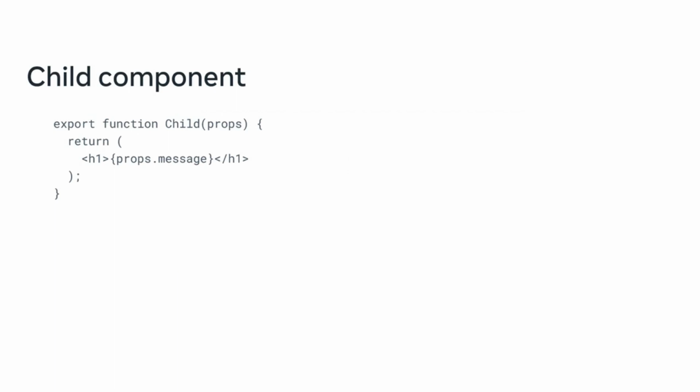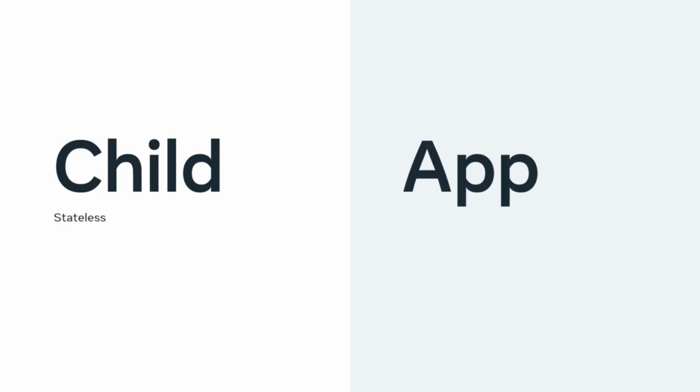In the child component, there is an h1 element. The content of this element will be the message prop that is passed into the component. Note that props are not changed or updated in the component as they are immutable, meaning they can't be changed. Since the child component doesn't store any state, it is a stateless component. All of its data comes from the props passed into the component. The app component stores the state which can be changed through events and functions and is therefore a stateful component.